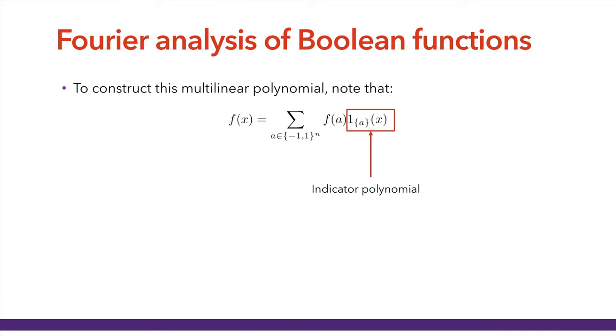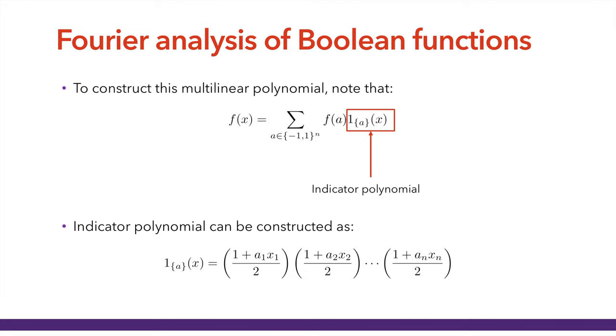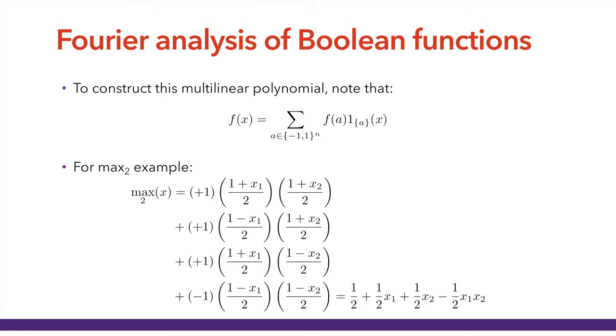The reason we can do it is by noticing that we can represent a Boolean function as the sum of its value on some binary string A times the indicator polynomial. The indicator polynomial is defined so that it takes 1 if x is equal to A, and 0 otherwise. It's trivial to construct. This is the construction of the indicator polynomial, but all it does is take 1 if A is equal to x and 0 otherwise. And so the sum of f of A times a function that is 1 if x is equal to A and 0 otherwise is equal to f of x. Using this definition, it's easier to recover our multilinear polynomial, which of course can be exponentially large.